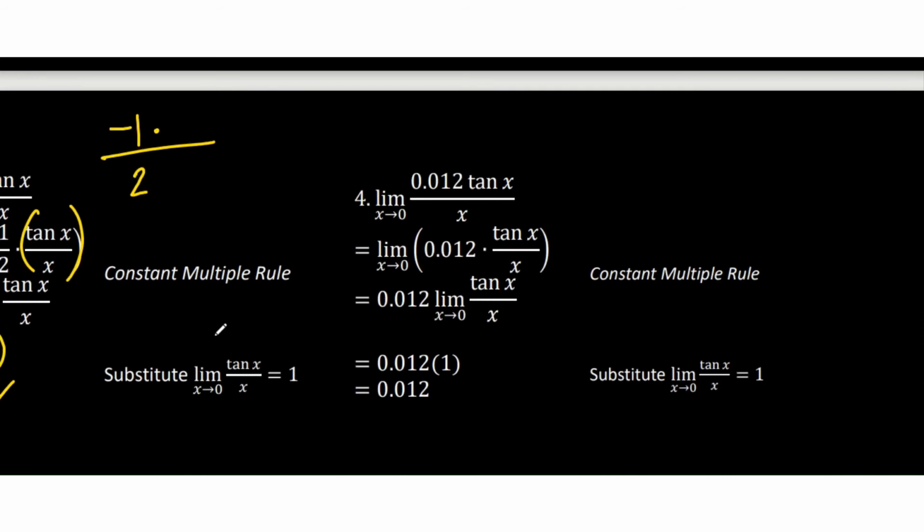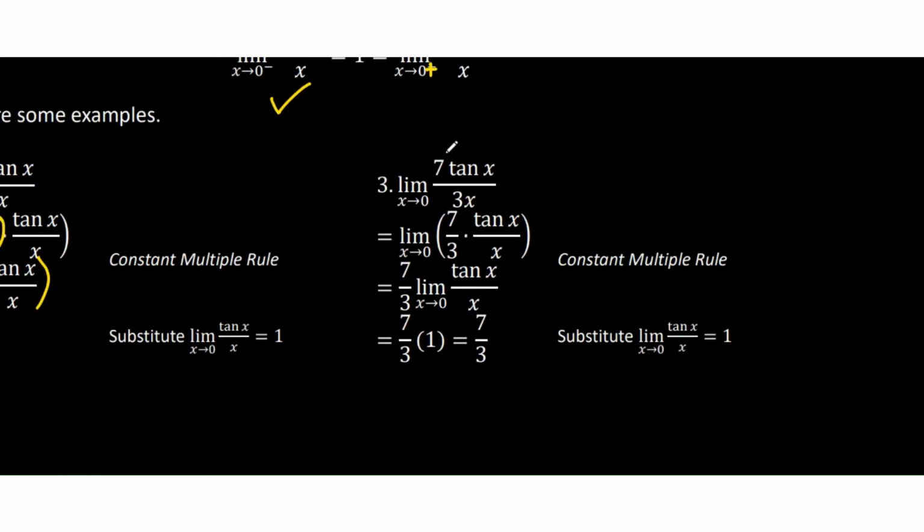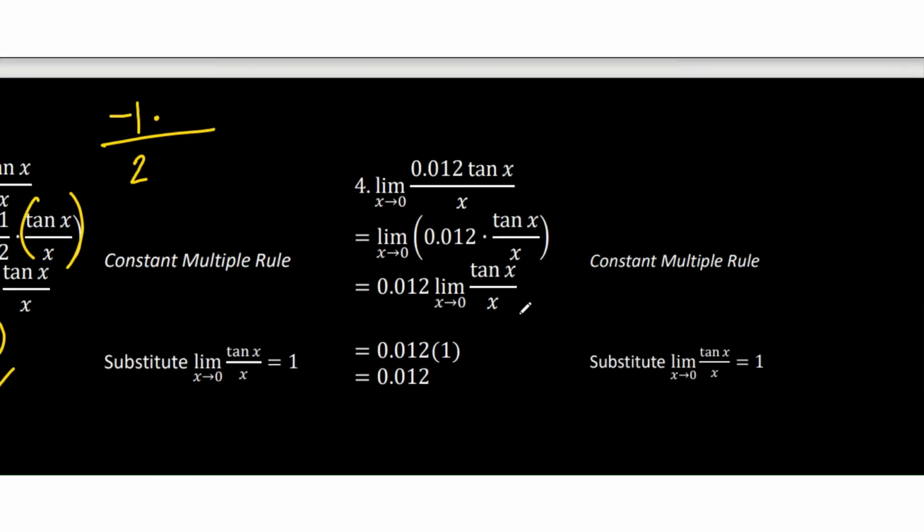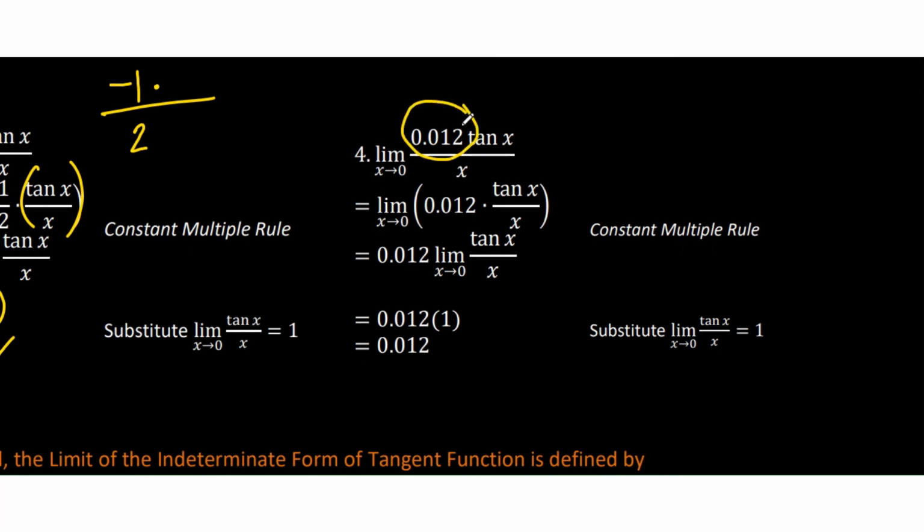On the third example, 7 over 3 can be separated, so that tangent x over x will now be evaluated. And that is simply equal to 1 according to the rule. So 7 over 3 times 1 is 7 over 3. Now we have here a fraction 0.012. Separate that and evaluate the function tangent x over x as x approaches 0. Get the limit. That is simply 1. That's the rule. So multiply that to the decimal 0.012. The answer is 0.012.